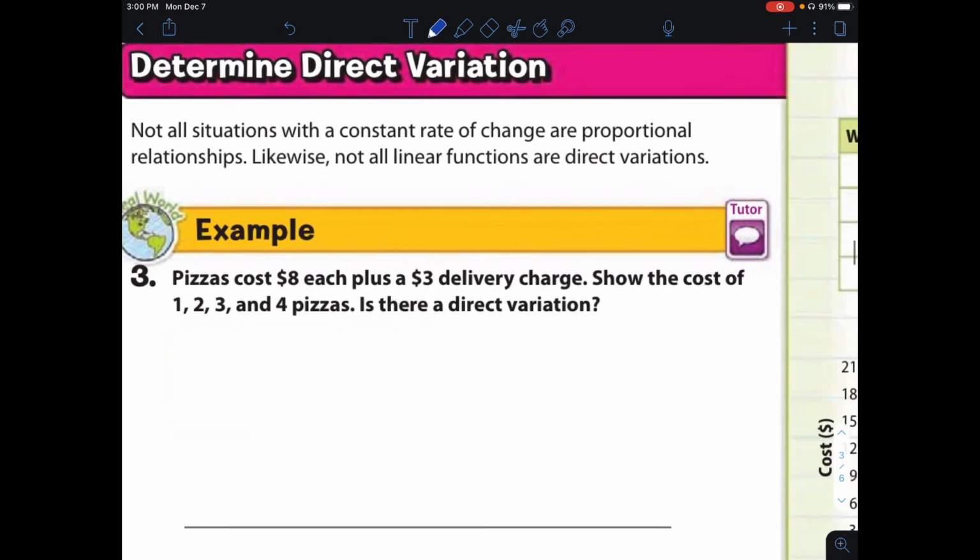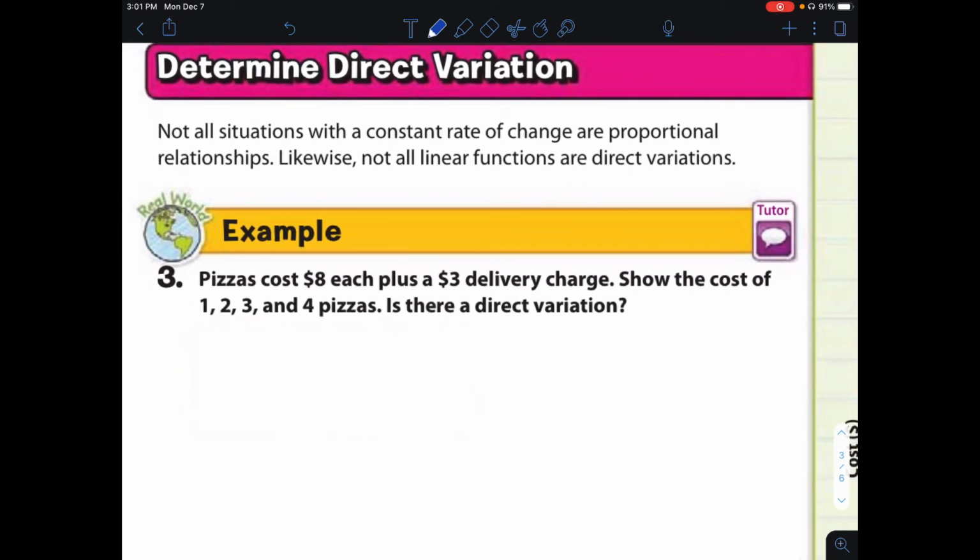So let's determine direct variation. Not all situations with a constant rate of change are proportional relationships.